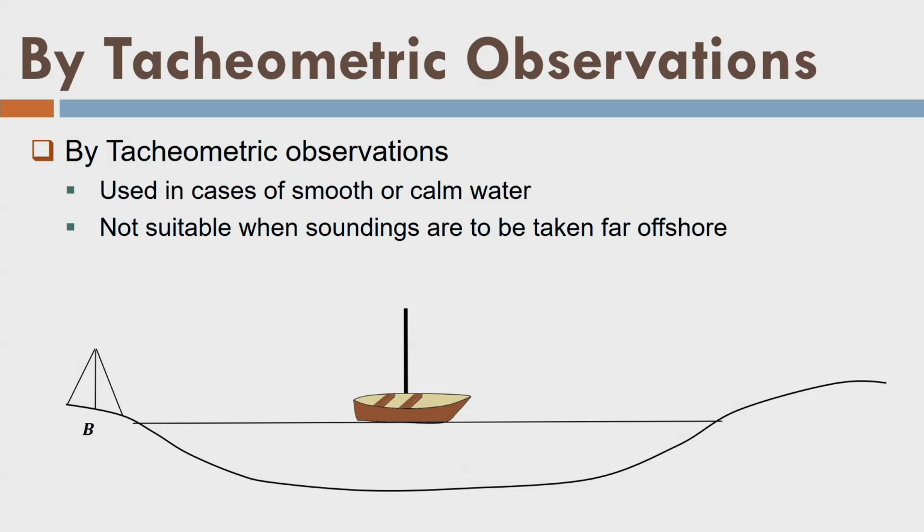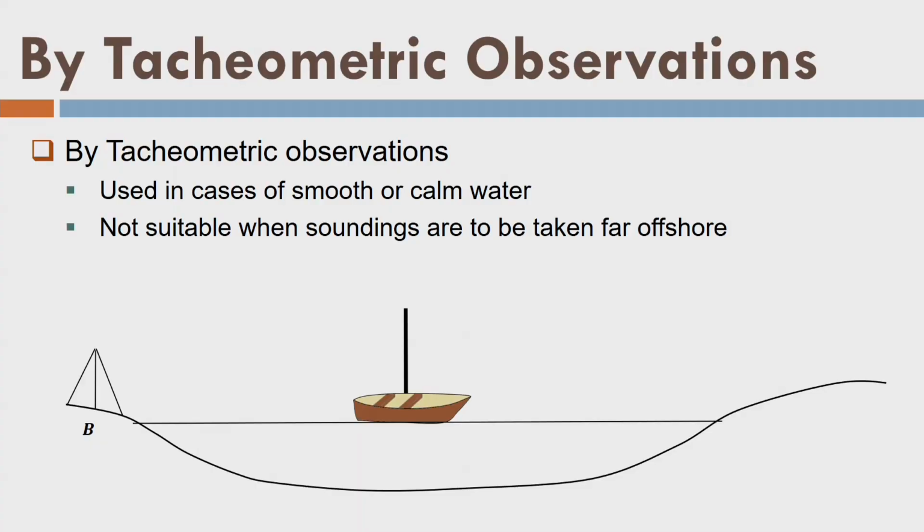You might have used tachyometer for your basic surveying, where we say the distance d is given by ks plus c, where s is my staff intercept. So we are going to use the same logic here. Let us see, this is my tachyometer put on point B here, and this is the boat having a staff as shown in the figure. So this is my staff intercept here, S.